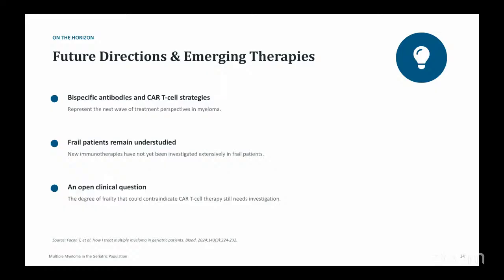Okay, now on a more bright light, there are a lot of emerging therapies for multiple myeloma, including the bispecific antibodies and the CAR T-cell strategies, which represent the next wave of treatment in multiple myeloma. However, we need to be cautious when exploring the results of these therapies when it comes to frail older adults. And this opens a clinical question, and it opens an area of research to see if those new emerging therapies are actually appropriate for frail adults.